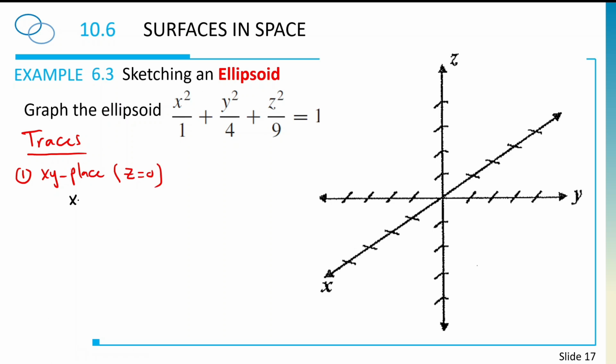So this will be x squared over 1 plus, this is plane, so I need x squared over 1 plus y squared over 4 equals 1. And this is the first trace, which is basically, if you look at the equation, this is what? This is an ellipse.